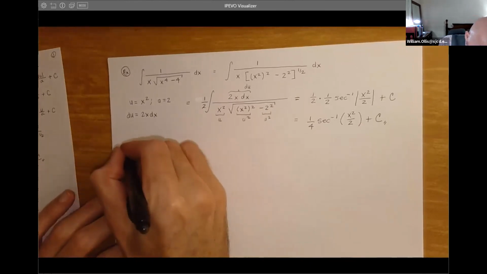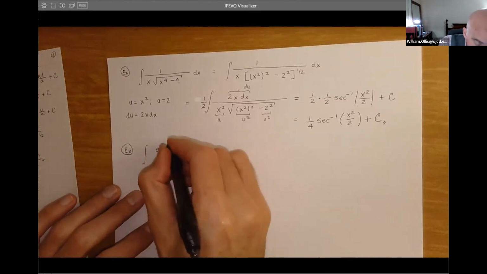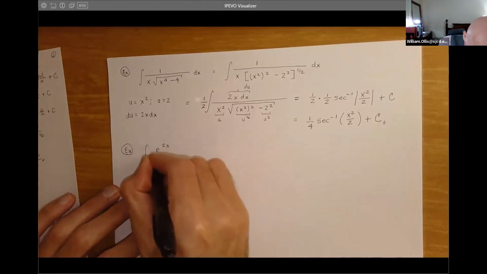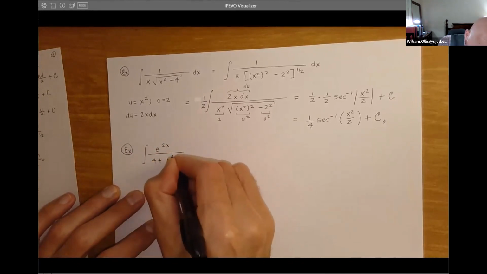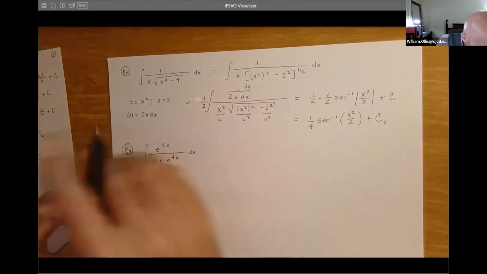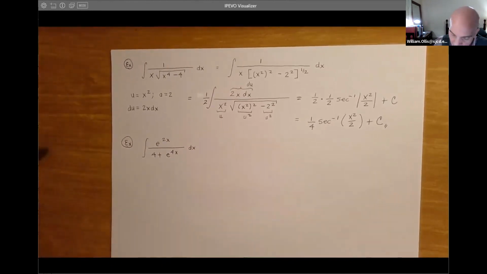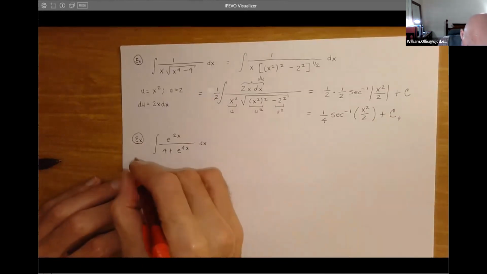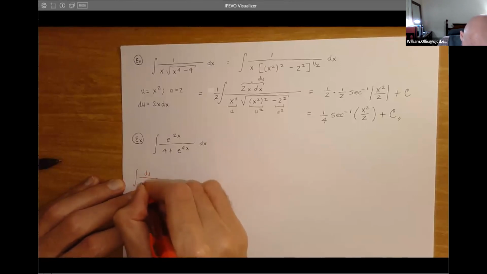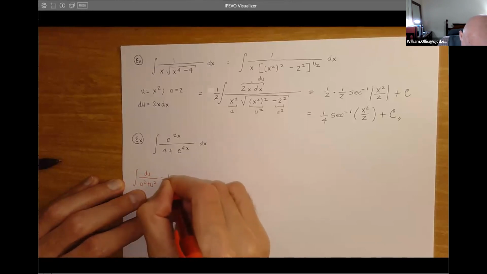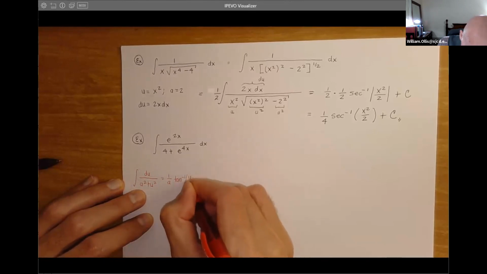And here's an example. So we have e to the 2x over 4 plus e to the 4x dx. Now, when you think about these examples, again, let's just remind ourselves with this example, the integral of du over a squared plus u squared is 1 over a inverse tangent or arctan of u over a plus a constant.